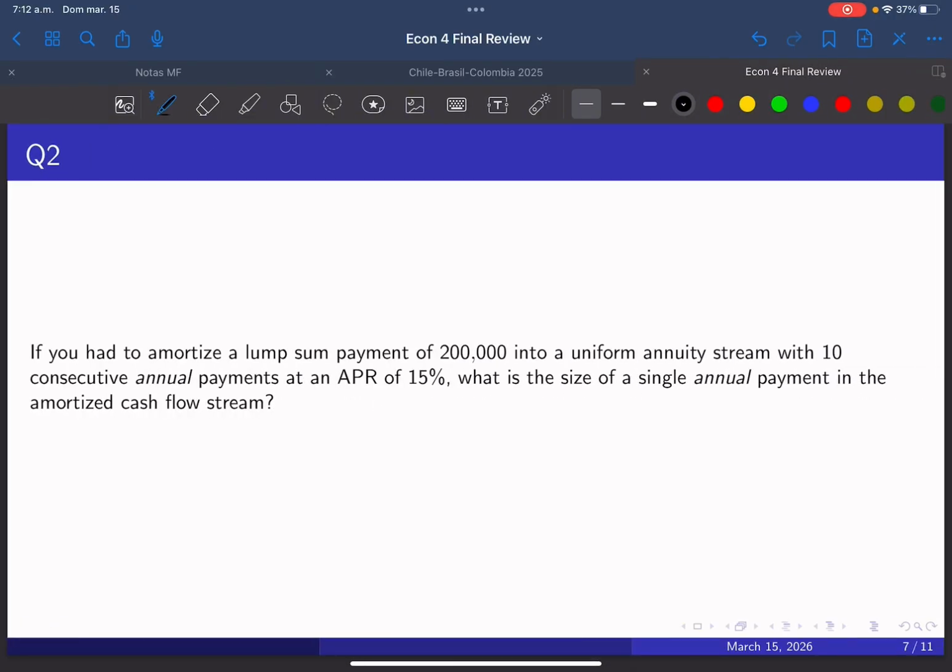Okay, so now we're going to do some different practice problems for different topics, so that we cover some additional material. Here's the next question. If you had to amortize a lump sum payment of $200,000 into a uniform annuity stream with 10 consecutive annual payments at an APR of 15%, what is the size of a single annual payment in the amortized cash flow stream? Okay, pause here if you want to work on this.